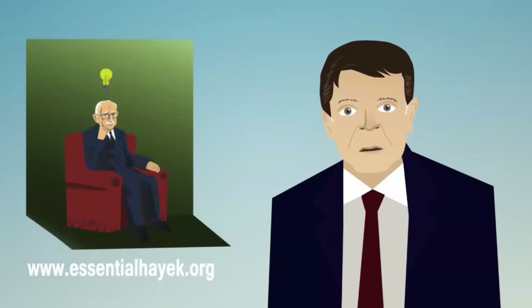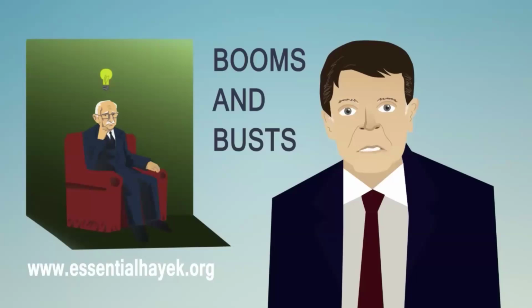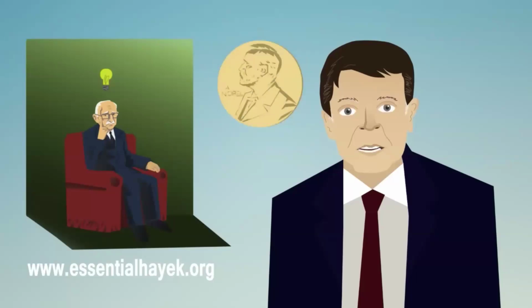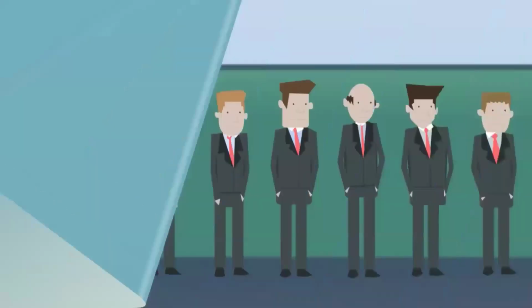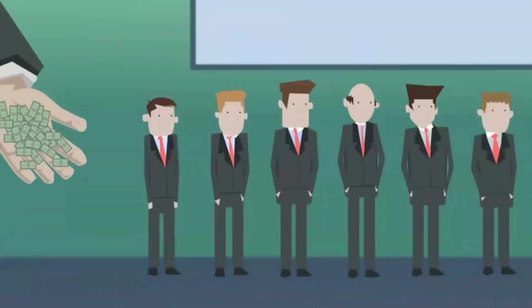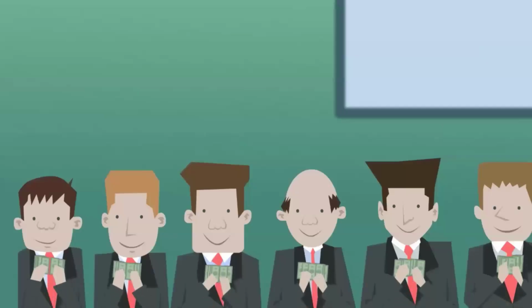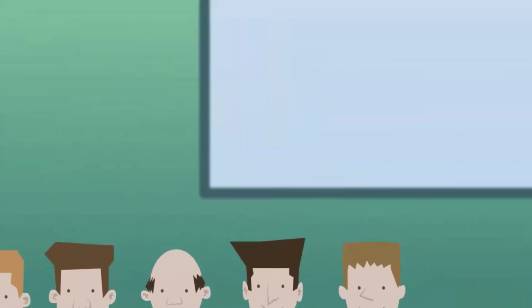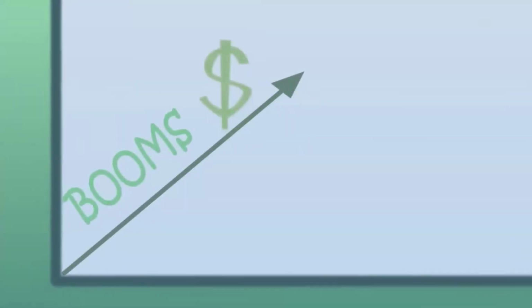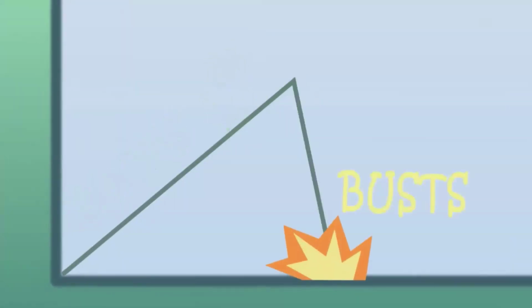In this video, we explore Hayek's work on economic booms and busts, work for which he was awarded a Nobel Prize in Economics in 1974. One of Hayek's key observations was that when governments interfere in the economy, it results in people acting in ways that are not sustainable, which ultimately leads to booms and then, inevitably, busts.